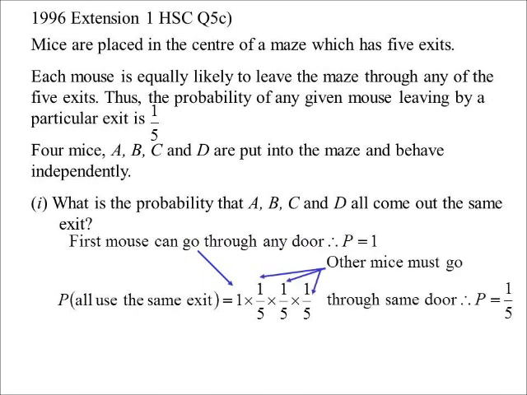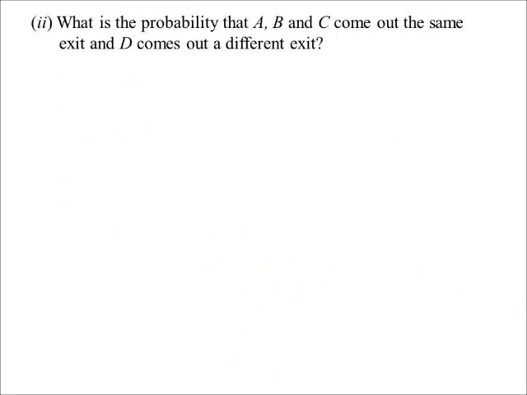So there's a 1 in 5 chance that the second mouse picks it, 1 in 5 chance the third one, and so on, giving us a total probability of 1 in 125 that they all go through the same door. All right. Now the next part of that question.